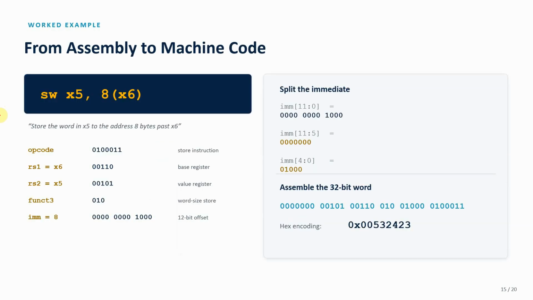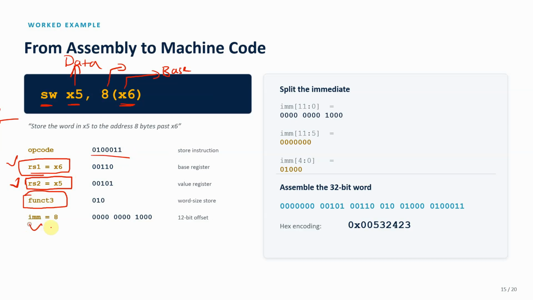Let's say I'm going to have store word x5, 8(x6). That means x5 has the data which I want to store, x6 has my base address, and 8 is my offset. So I'm going to have the opcode as this, the base address is stored in x6, that is my rs1, and my rs2 is nothing but the data which I want to store, which is in x5, and funct3 is telling me that it is a store word instruction, and the offset is 8.